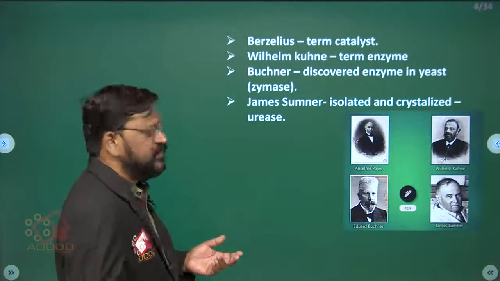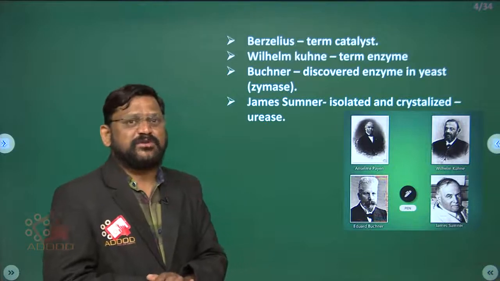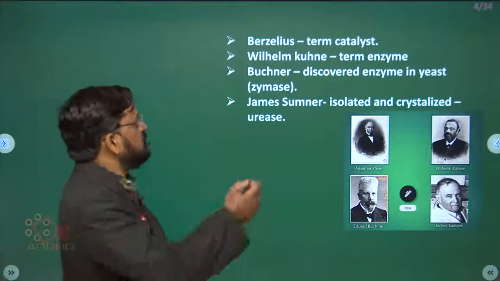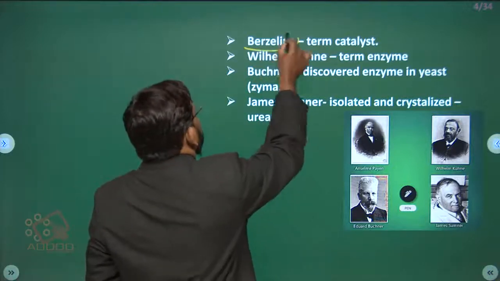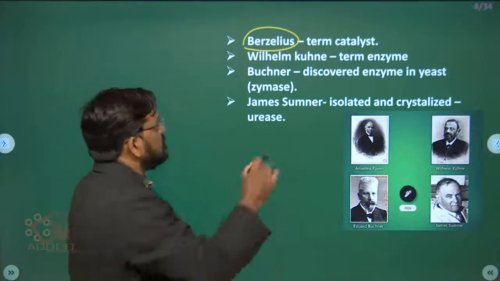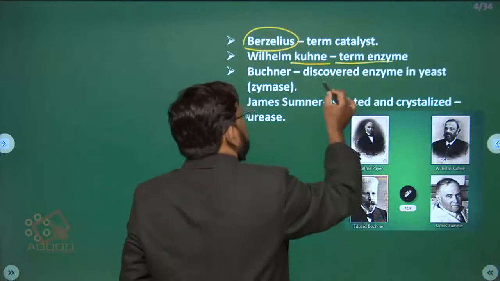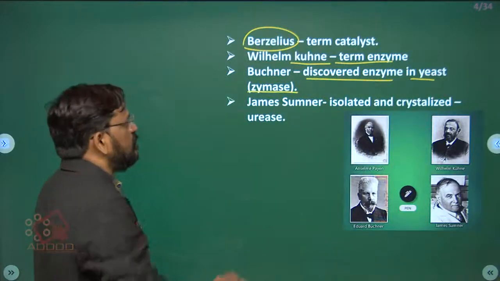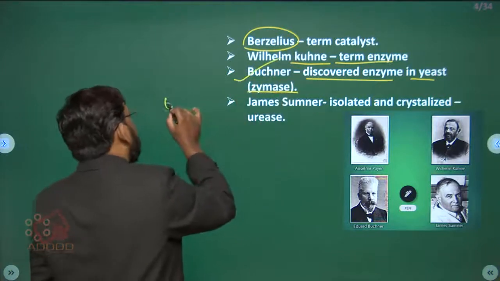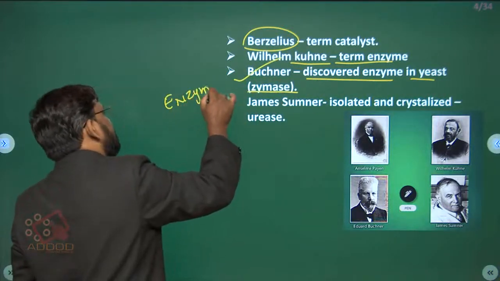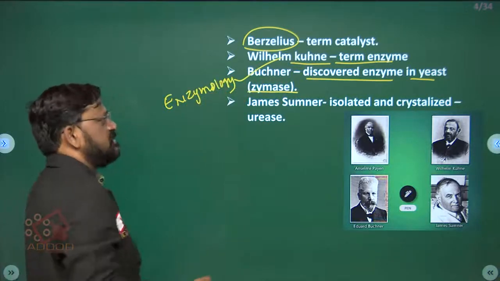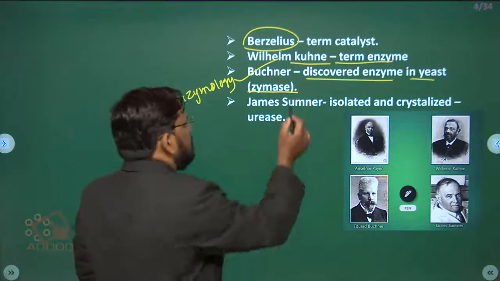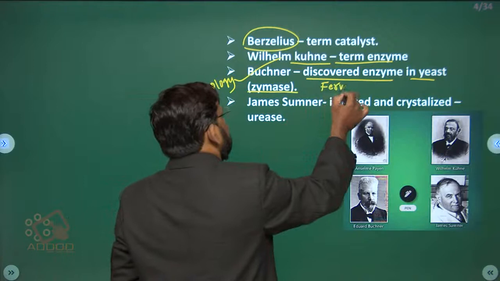Remember, the study of enzymes is called enzymology, and the father of enzymology is said to be Buchner. He discovered the enzyme zymase for the first time, and previously this zymase was called ferment. The term catalyst was coined by Berzelius, and the term enzyme was coined by Kuhn. The first enzyme discovered is from yeast, zymase, and we call this person the father of enzymology.